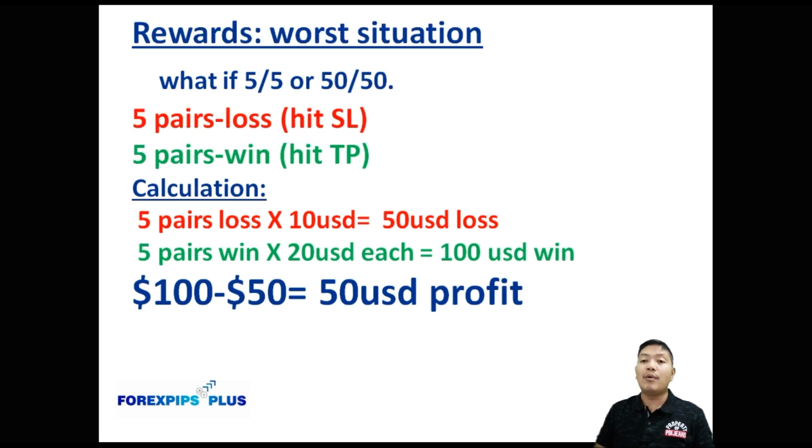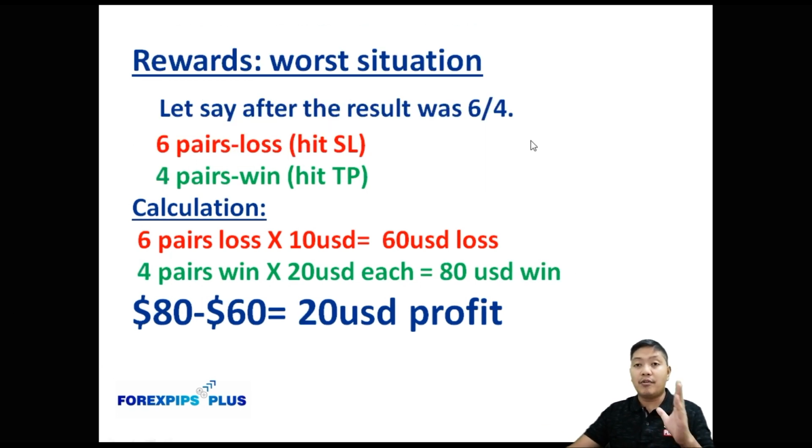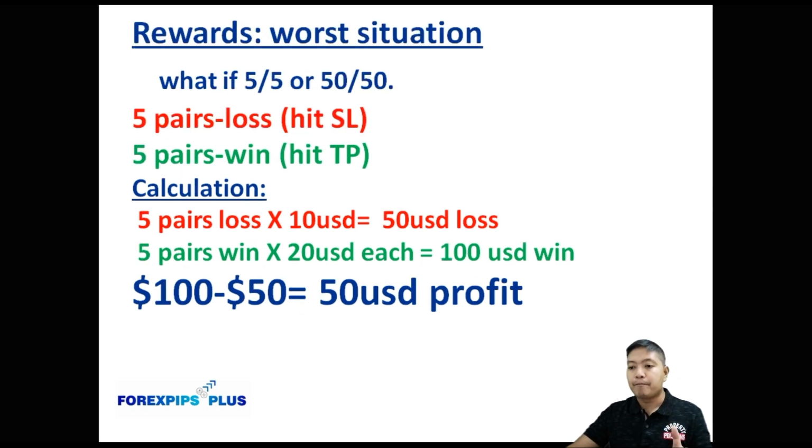Okay, now the better situation. What if 50-50? So just now is about 60/40, 60% lose and 40% win. What if a better situation, 50-50? So 50% win and 50% loss. So 5 pairs loss, it hits your SL, and 5 pairs win, hitting your TP as well, right? Because you have 10 pairs, right? So the calculation, 5 pairs loss, multiplied by $10, you are losing $50.